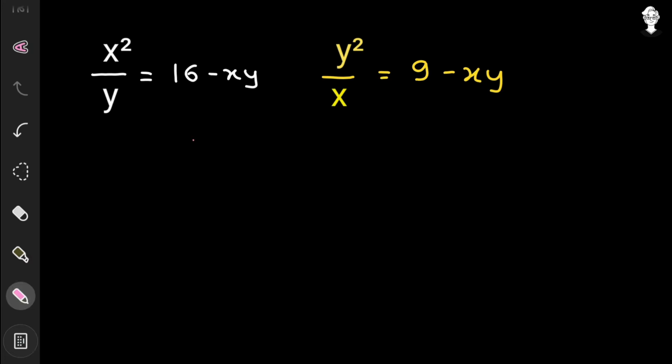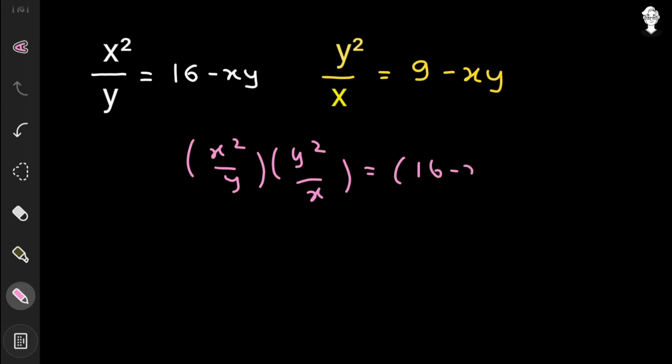So rather than adding and subtracting these equations, we will multiply these two equations. So the left hand sides multiplied together: x squared upon y multiplied with y squared upon x, equals their right hand sides multiplied together: 16 minus xy multiplied with 9 minus xy. Now in the left hand side we can see that x squared upon x will become only x, and y squared upon y would become only y.